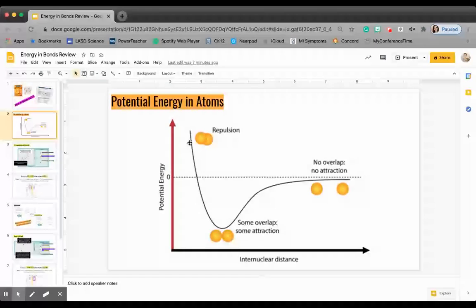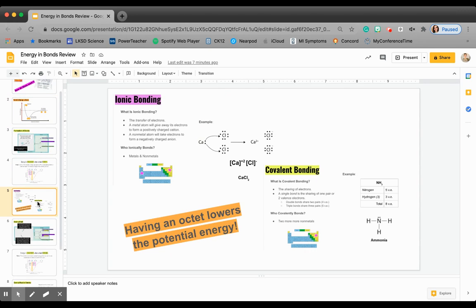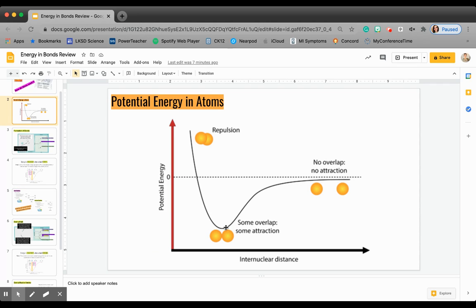Now, let's backtrack a little bit. Let's come back to this part of the graph, where we say this is the most stable. This is when atoms are going to bond. We talked about two types of bonds, ionic bonding and covalent bonding, right? The main idea with both of these is that having an octet lowers your potential energy. So when we get to this point in our graph, these atoms are going to either start transferring their electrons or start sharing their electrons based on their needs.